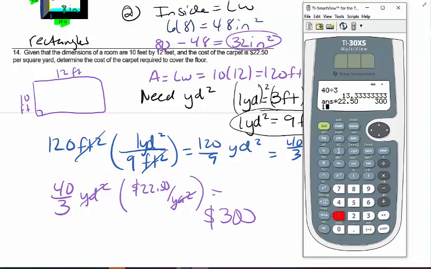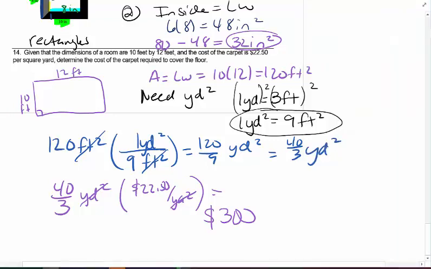But if I did 13.33 times 22.50, it gives you an approximation because you've double rounded. So please be careful. Okay? Please be careful.